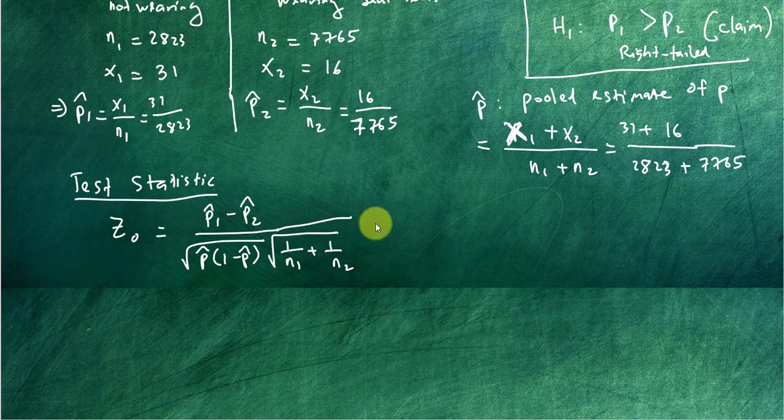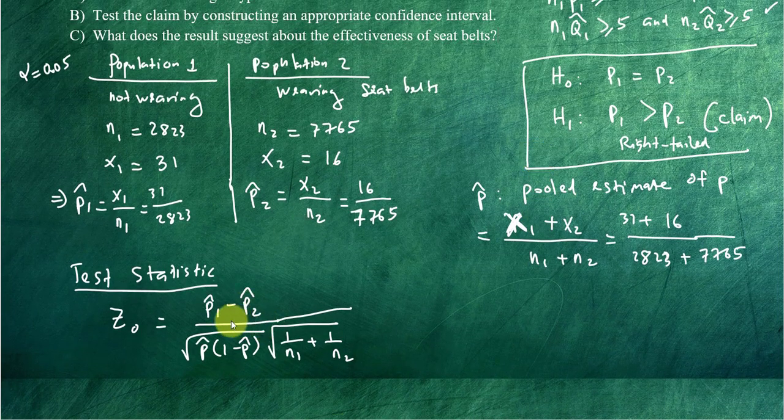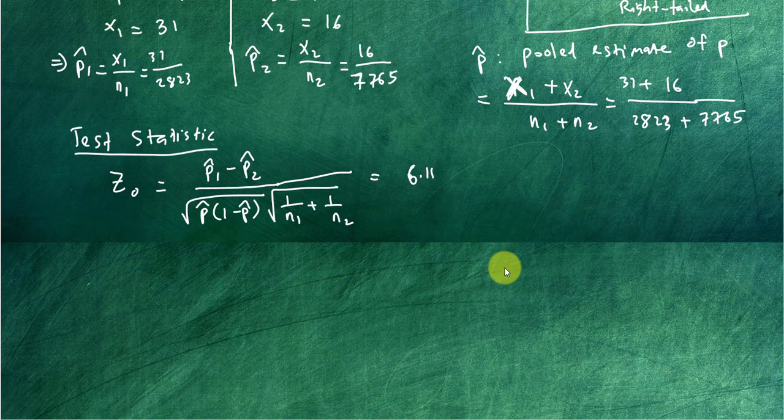And then after you have everything, you have P hat 1, P hat 2, and P hat, and n1 and n2. If you plug into the calculator correctly, you should get 6.11 for the test statistic. 6.11. And now we have to find the p-value.